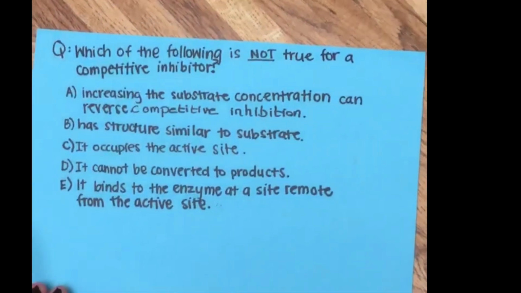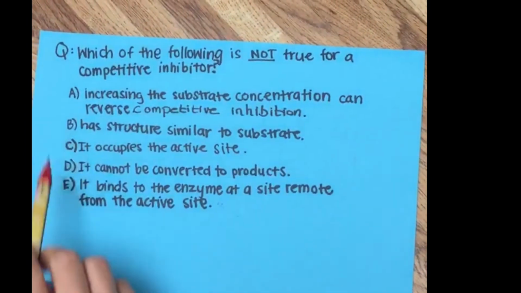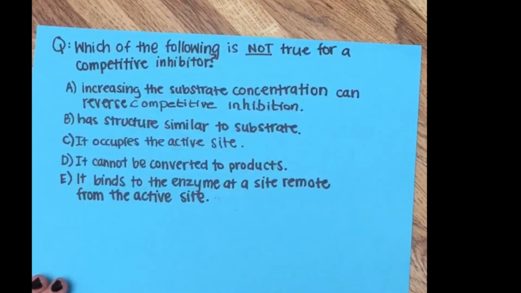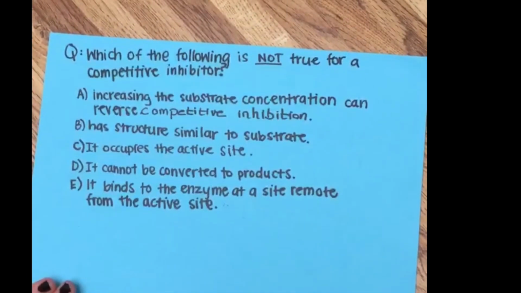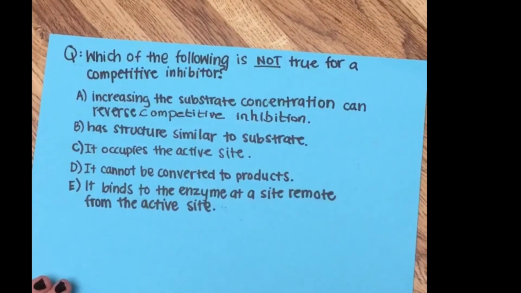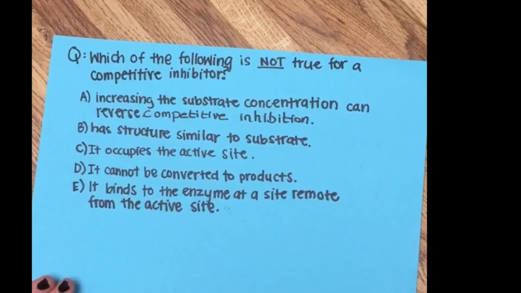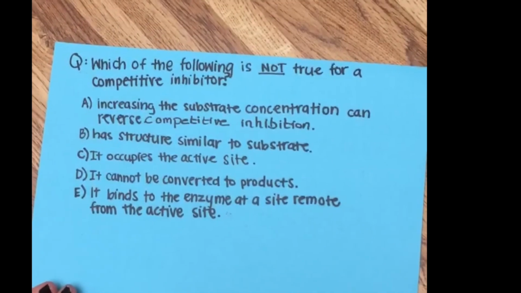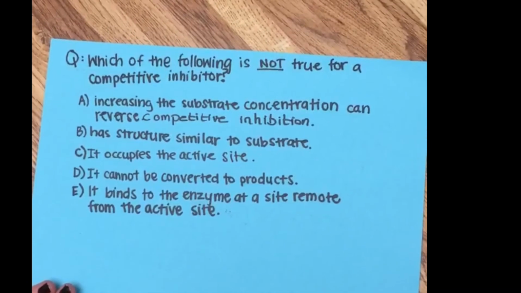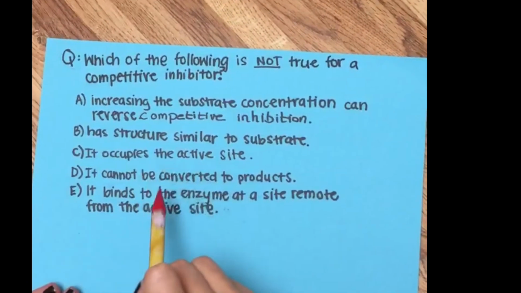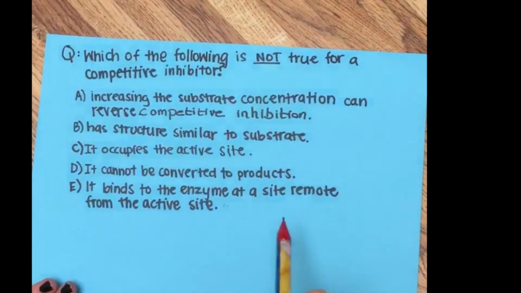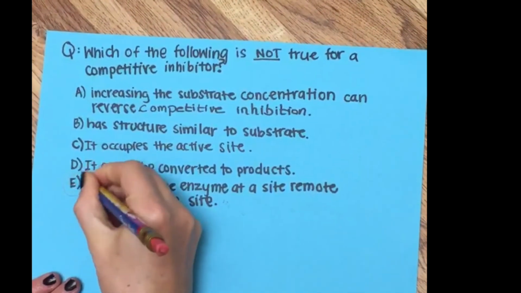And this site happens to be the active site, so B and C are both true. D. It cannot be converted to products. This is always true, also true. It's an inhibitor and not an actual enzyme. E. It binds to the enzyme at a site remote from the active site. We just saw that it binds to the active site and not to a site remote from it, so we'll circle that one.